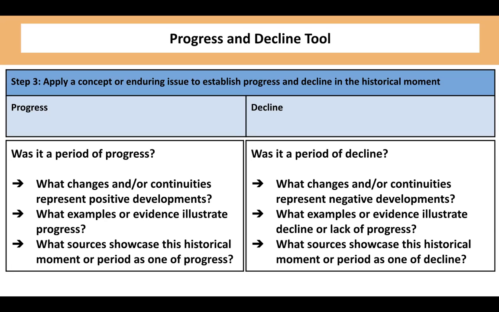So these are things that you could use to help you figure out what you would put in this progress or decline stage. At this point, you may also wish to go back and look at your annotated notes to pick up things from your notes that you had not put in on step 2.